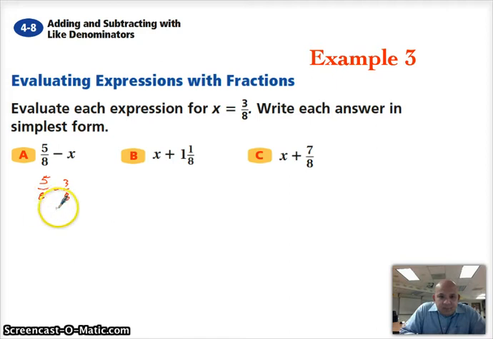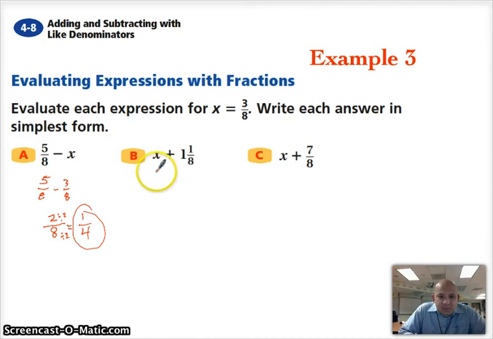Again, the denominators are the same. Good. So we keep the denominator. And we subtract just the numerators. 5 subtract 3 is 2/8. 2/8 can be further simplified if we divide top and bottom by 2 into 1/4.